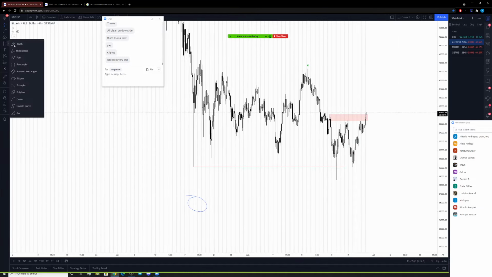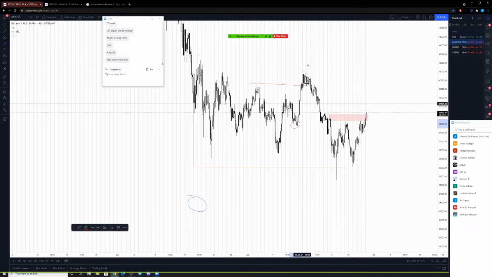Because look, bearish liquidity grab. Bullish liquidity grab. Same thing with GU. Bearish liquidity grab followed by a bullish liquidity grab. You see what I mean?